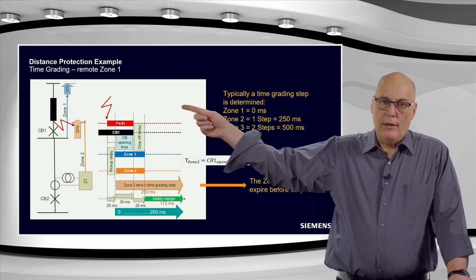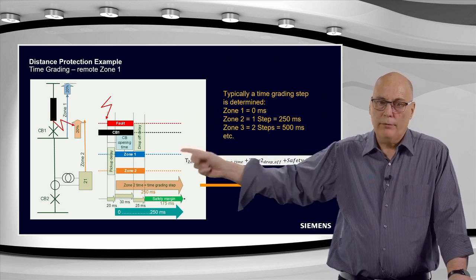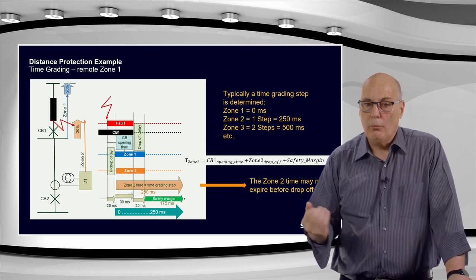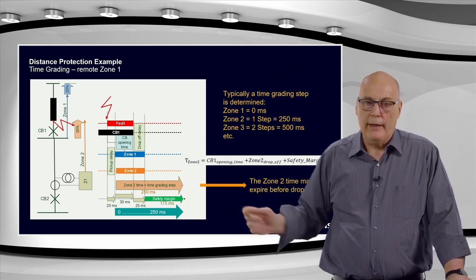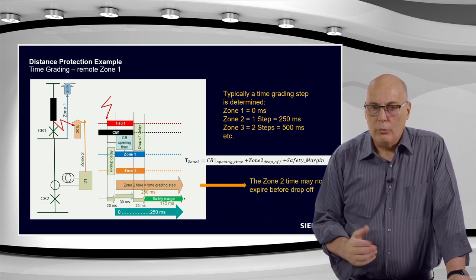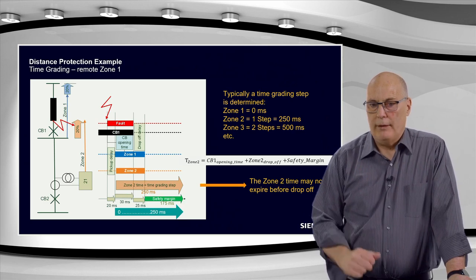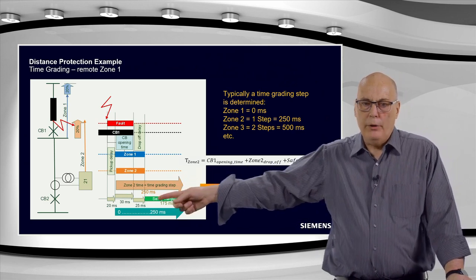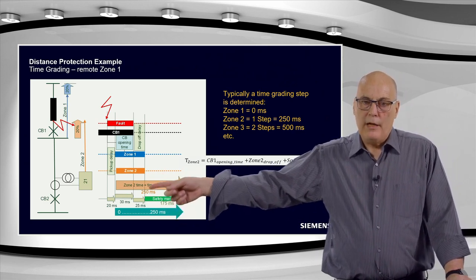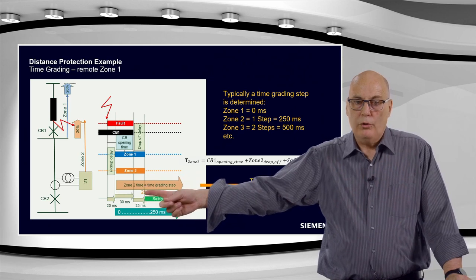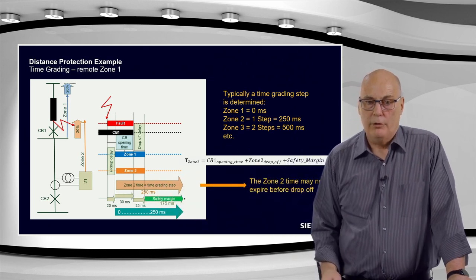When that breaker is then open, obviously the fault is removed and our zone 2 will drop off. But again, you have a drop-off delay. For the drop-off delay, I took 25 milliseconds, something in that order. So at that point, you can see here, we are safe. Our zone 2 has dropped off and we will not trip. The bottom relay will not have a non-selective trip.